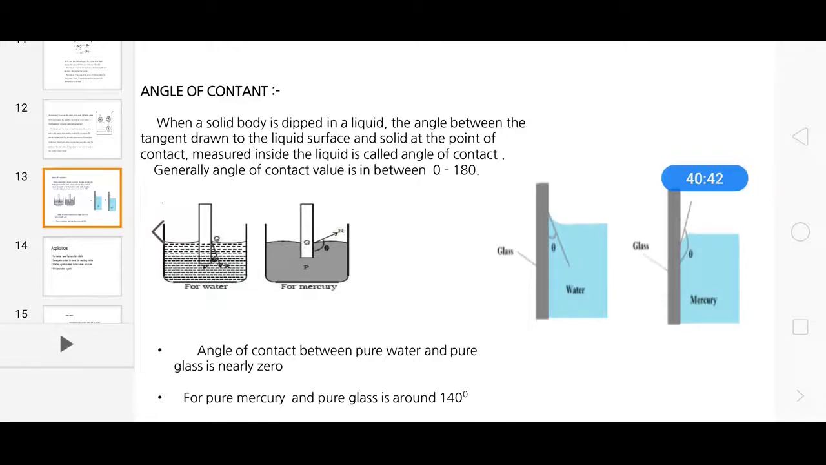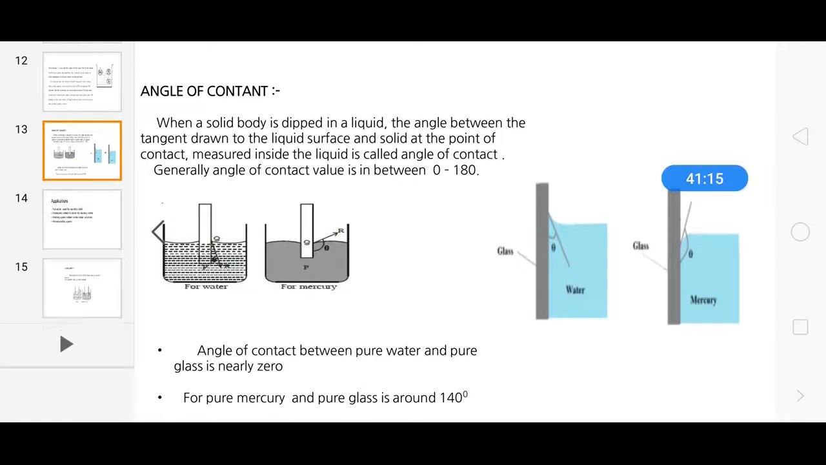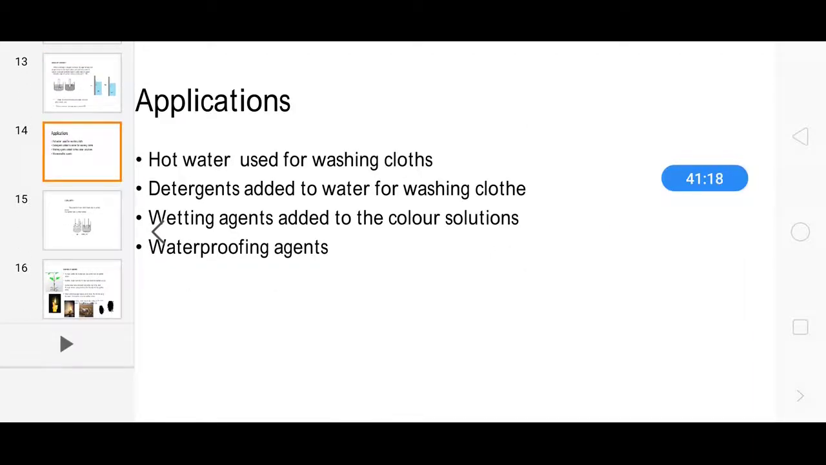And based on the angle of contact, some of the materials act like waterproofing agents. If we use waterproofing agents, then we can't wet things easily. So generally we use waterproofing agents in the manufacturing of bags, shoes, and some clothes for the rainy season. The angle of contact is more for those materials. These are the applications here: wetting agents added to color solutions, detergents added to water for washing clothes, waterproofing agents, and hot water used for washing clothes.